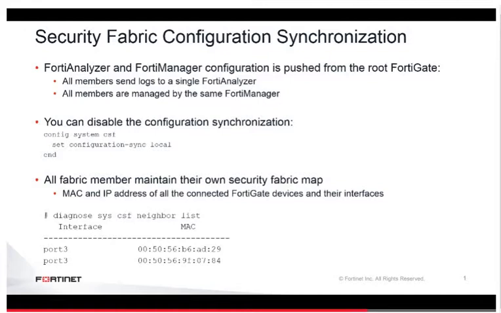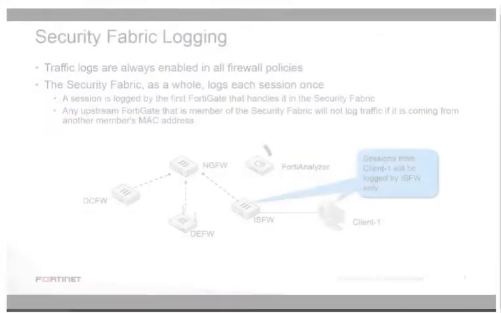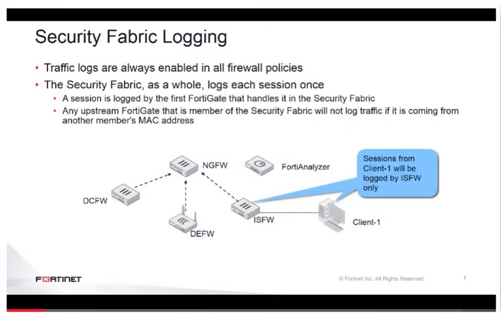All FortiGate devices in the Security Fabric maintain their own Security Fabric map. Security Fabric maps include the MAC address and IP address of all connected FortiGate devices and their interfaces. FortiGate devices in the Security Fabric know the MAC address of their upstream and downstream peers.